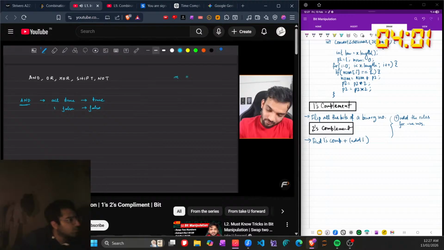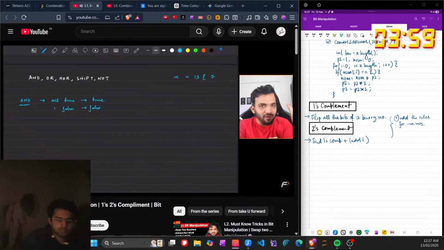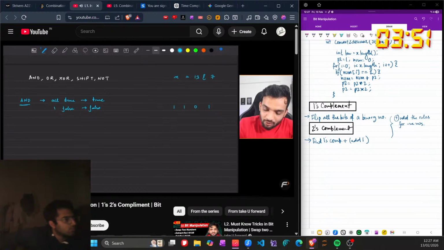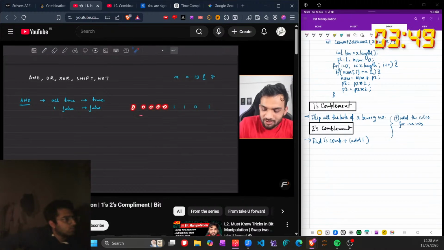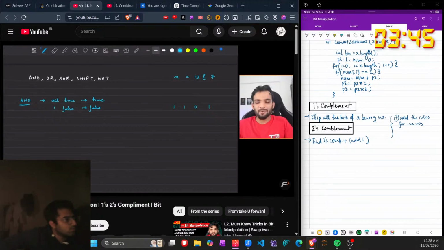So if I write something as x equal to 13 and 7, what happens in the background is 13 is converted into its binary, which is 1, 1, 0, 1. Again, 32 bits because it is an integer, so you'll always have 0, 0, 0, 0, something like that. But I will not be writing it because zeros don't come into the picture that much.